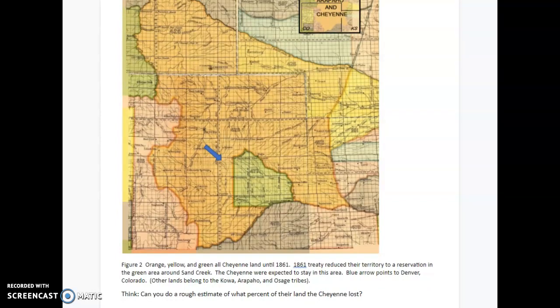So I want you to think not only a rough estimate of how much land the Cheyenne lost, but also what effect that land loss would have on the tribe. So the number of people isn't fewer, but their land is much less.